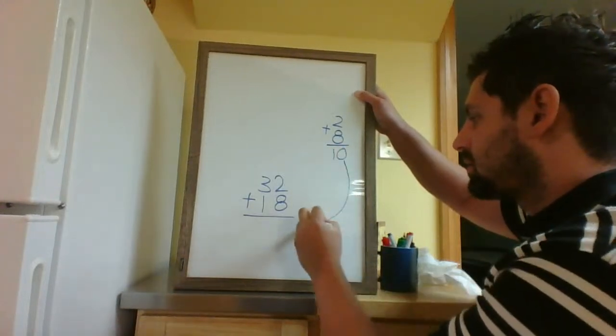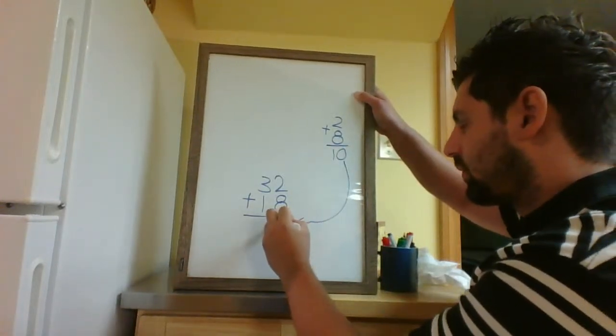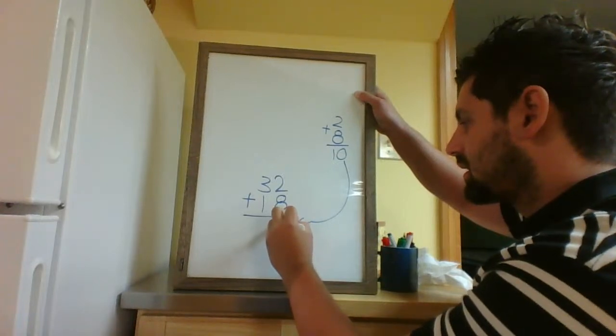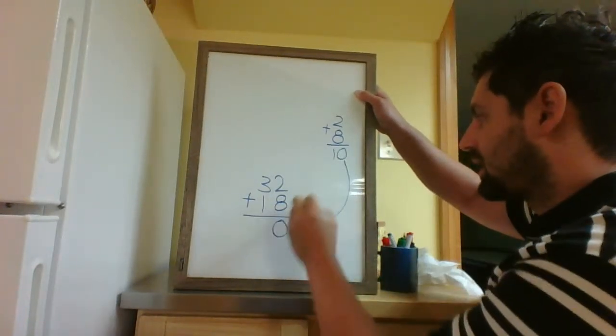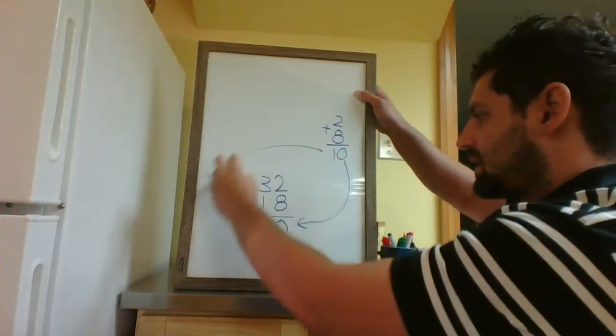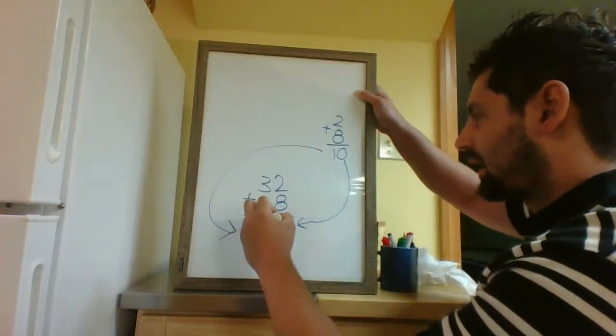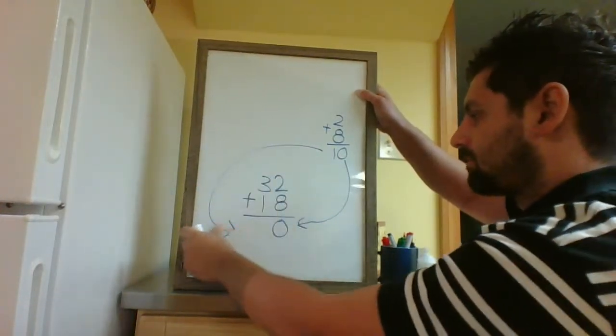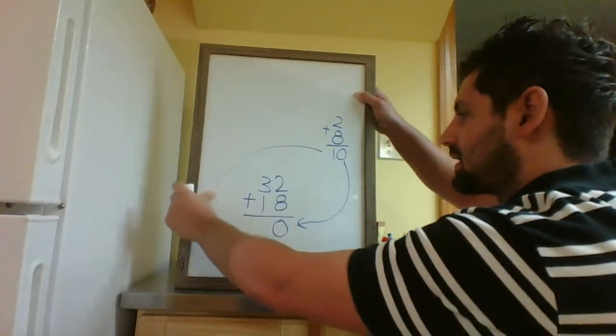So the 0 goes in the ones place. The 0 in the number 10 goes in the ones place. The 1 in the number 10, that we carry over to the tens place.